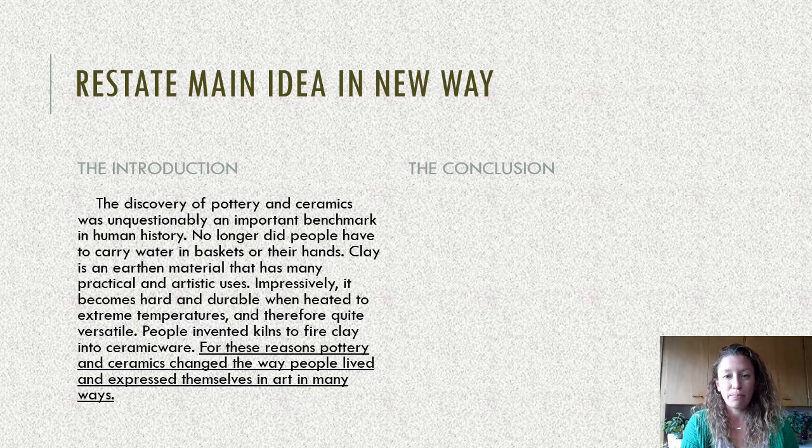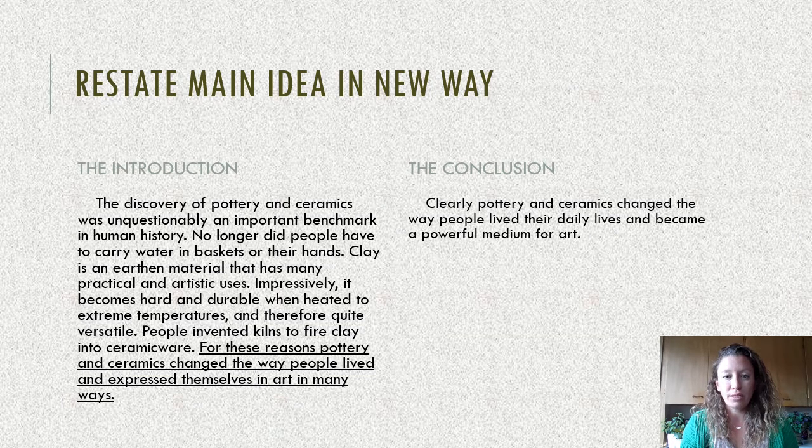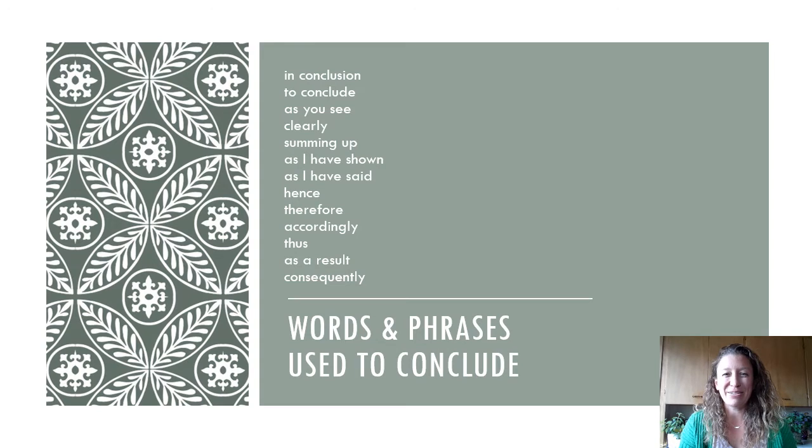So here we go. I tried. Clearly, pottery and ceramics changed the way people lived their daily lives and became a powerful medium for art. So I said the same thing as in the introduction, just in a slightly different way. Did you notice my use of the word clearly in the beginning of the concluding paragraph? Here's a list of other words that you can use to conclude and sum up your writing in your concluding paragraph.